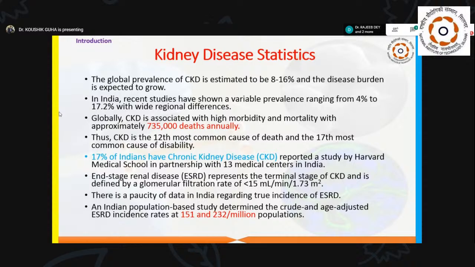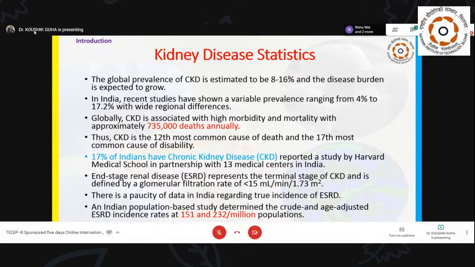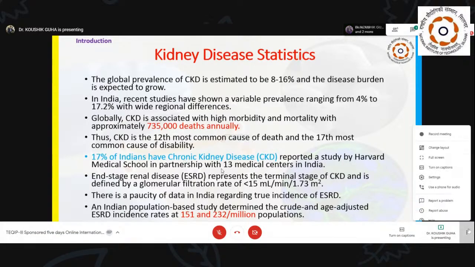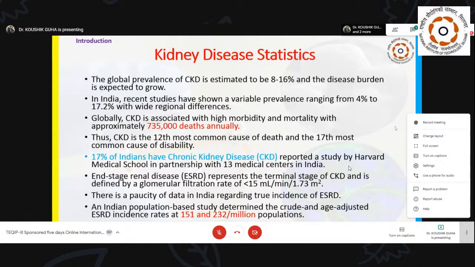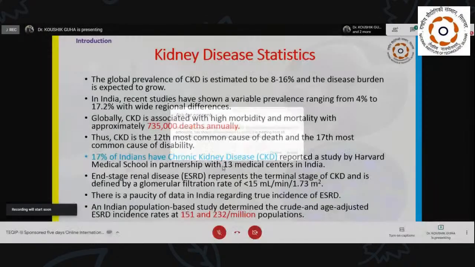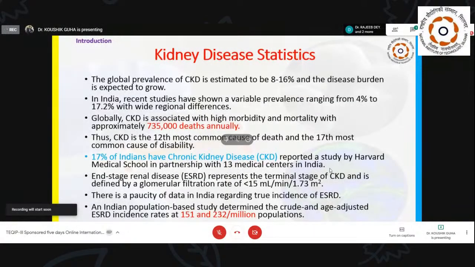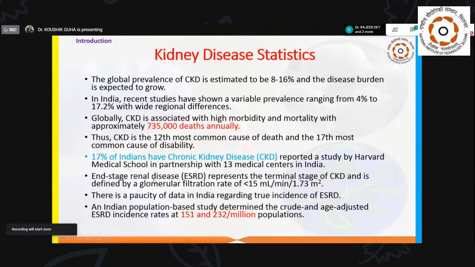CKD is the 12th most common cause of death and 17th most common cause of disability. 17% of Indians have chronic kidney disease, as reported in a study by Harvard Medical School in partnership with 13 medical centers in India. 17% of Indians.